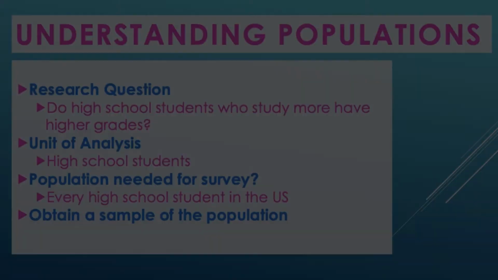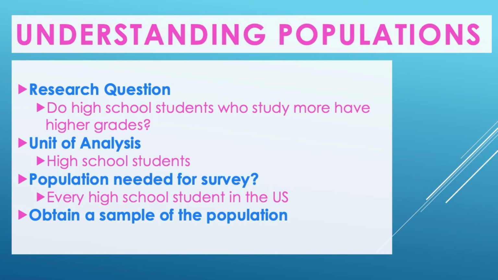Let's do another example. Do high school students who study more have higher grades? Well, the unit of analysis here is students. That is the level or entity at which all of our observations are being made. Is it feasible to interview every single high school student in the United States? No, it's very clearly not possible. It would require so much money and time and resources. It's just not possible. So we have to rely on samples. We need to think of some way that we can effectively represent everybody in the population through a sample.